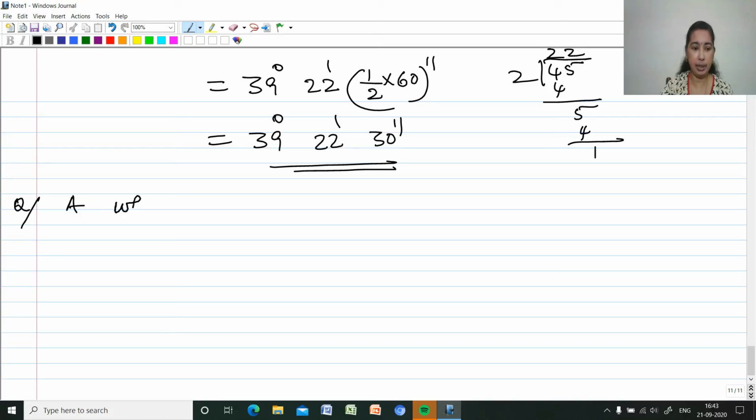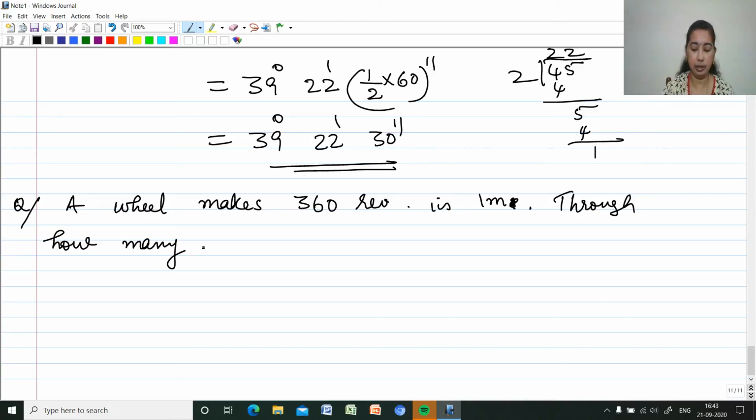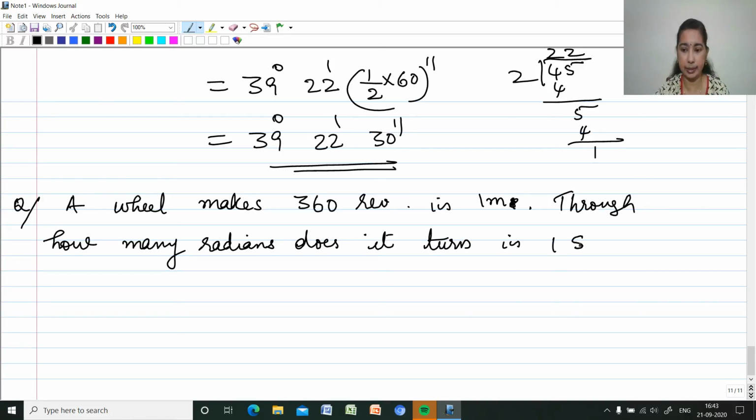A wheel makes 360 revolutions in 1 minute. Through how many radians does it turn in 1 second?